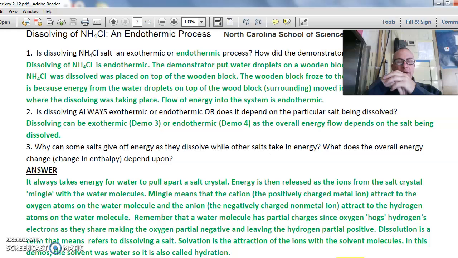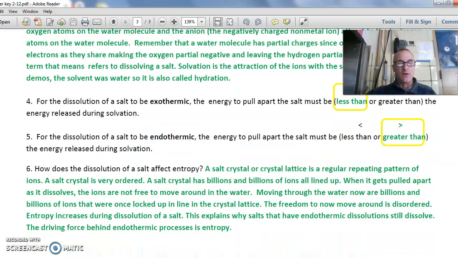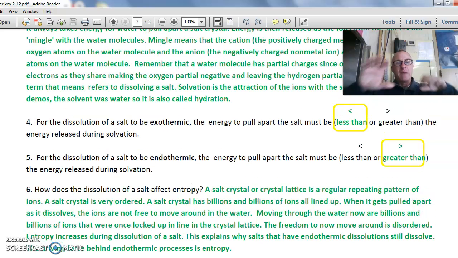Why does endo happen when the universe prefers exo? It's because anytime a salt is pulled apart, those ions are now free to mingle. They're out there mingling around. A salt is made up of billions and billions of ions. When it dissolves, those billions of ions are moving around randomly on their own. That answers number 6. Anytime a salt dissolves, we are increasing entropy.